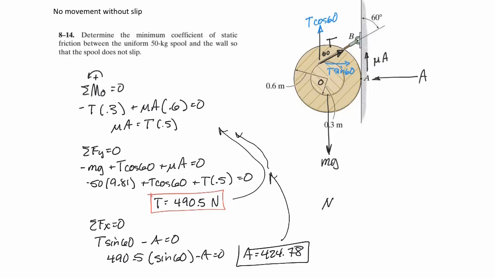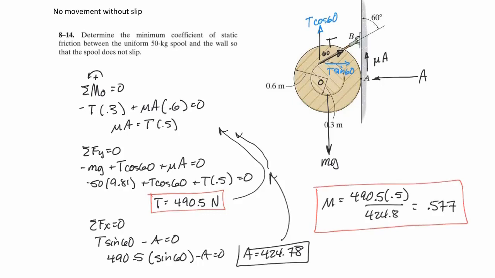And so the mu here is equal to 490.5 times 0.5 over 424.8, and I get that is equal to 0.577. So again, that's the minimum mu required to prevent slip. If mu is greater than that, obviously it wouldn't slip any more than it's already slipping. If mu is greater than that, it wouldn't slip at all. If mu was less than that, it would slip. It would slip more easily, I suppose.